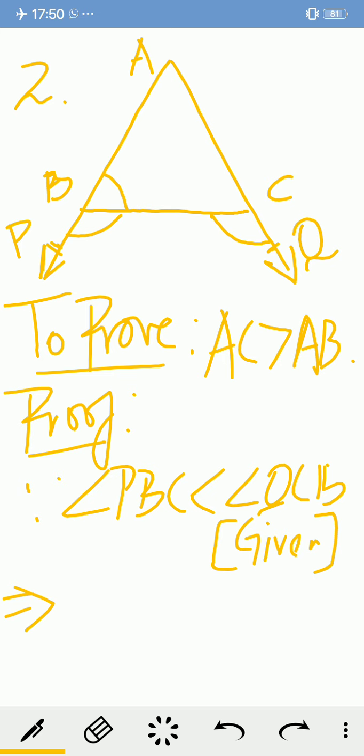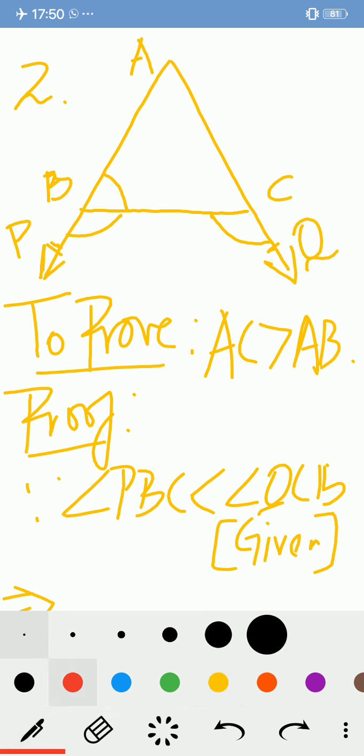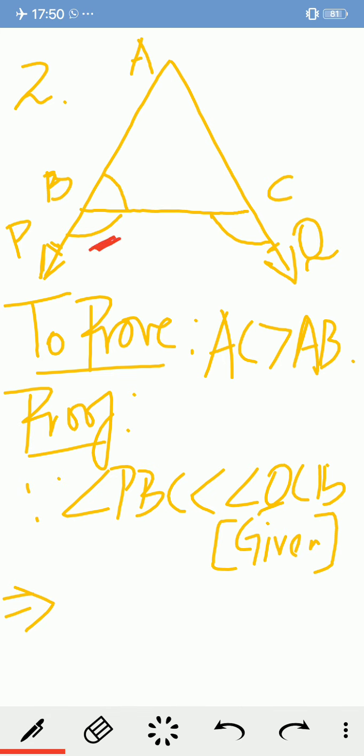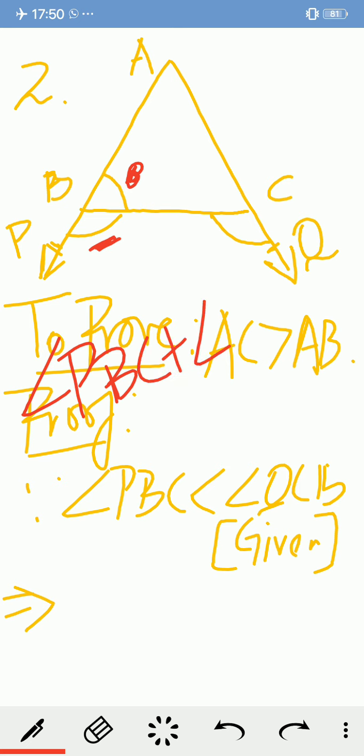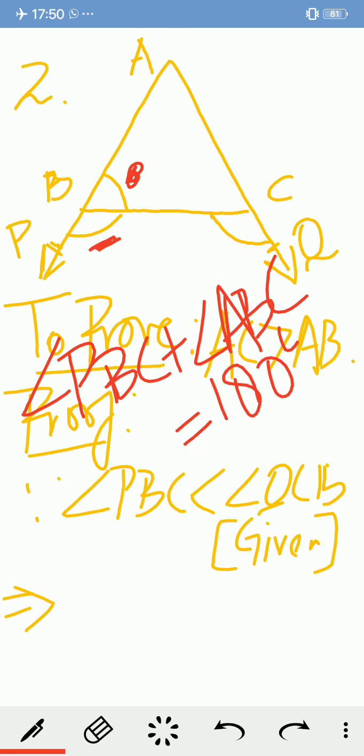Look at the figure, angle PBC, this angle, plus angle ABC, this one, is going to be 180 degrees. Angle PBC plus angle ABC is equal to 180 degrees. Can we say that? Yes, we can say that because it forms a linear pair axiom.